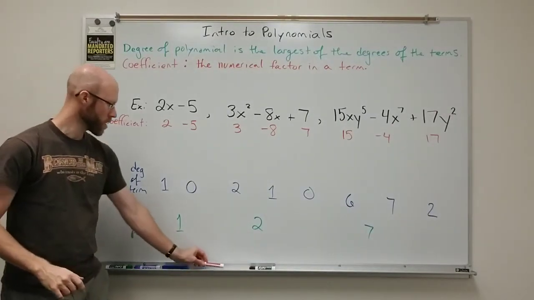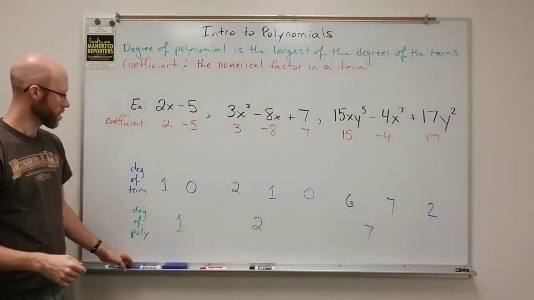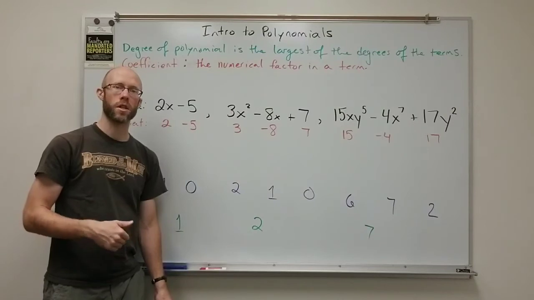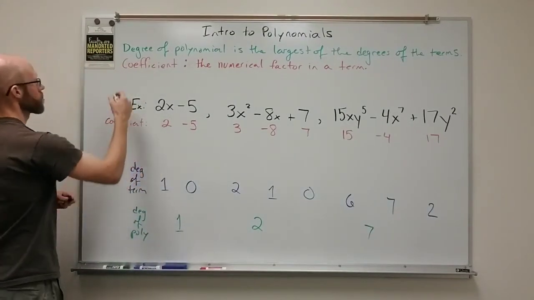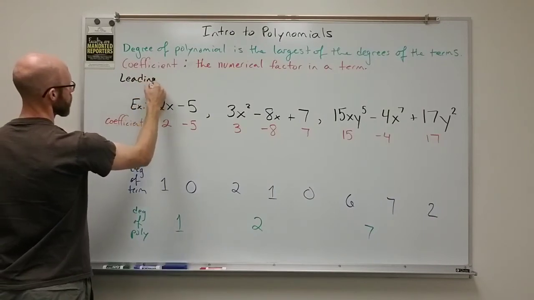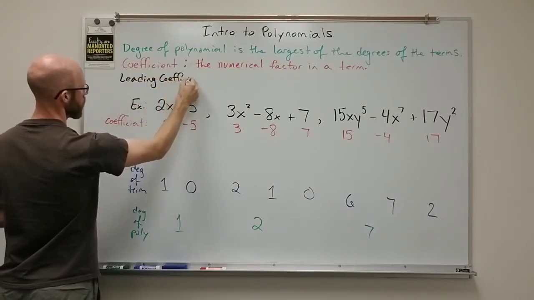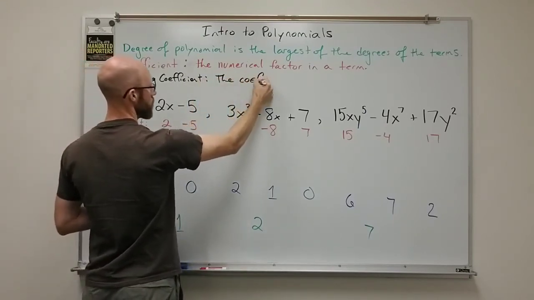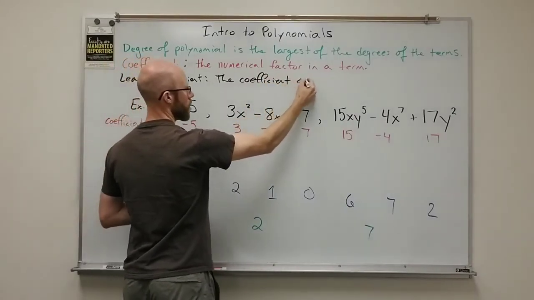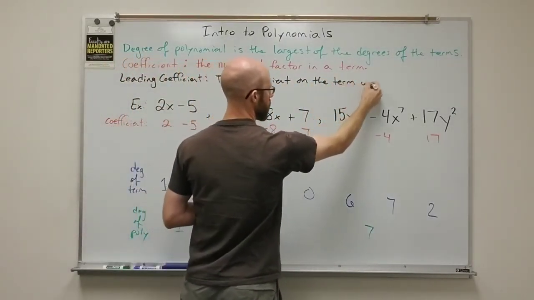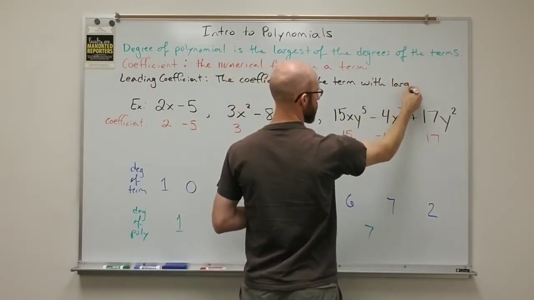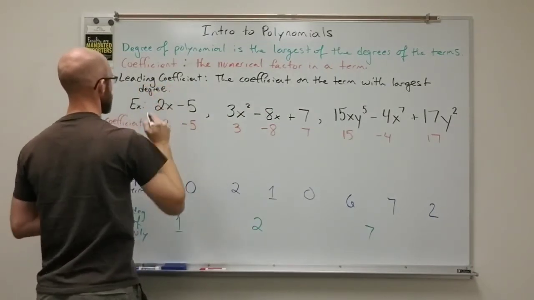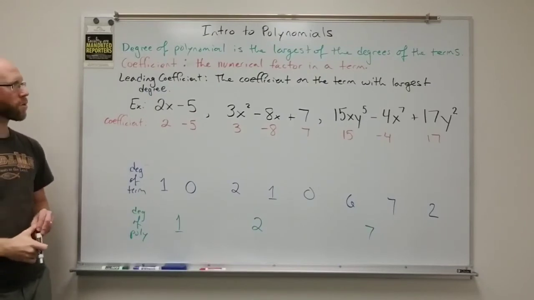Now the coefficient that appears on the largest degree term is called the leading coefficient. Okay, so the leading coefficient is the coefficient on the term with largest degree. So it's the coefficient on the term with the largest degree.